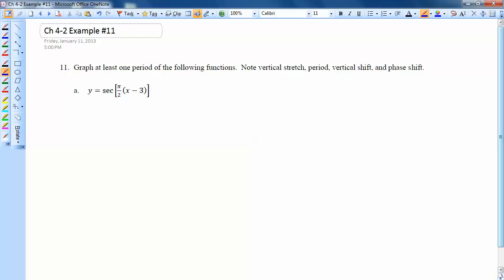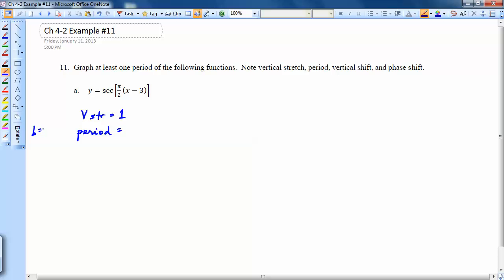So we'll just go through those 4 main features of all the trig functions. So the vertical stretch is really just 1. There's no number in front here that multiplies the trig functions, so you assume it's 1. The period of regular secant is just the period of cosine, so that's 2 pi. So this one, b is pi over 2.